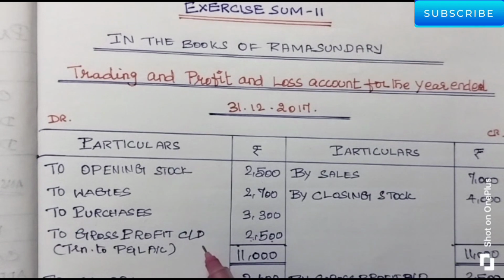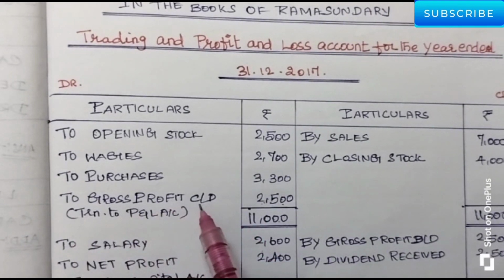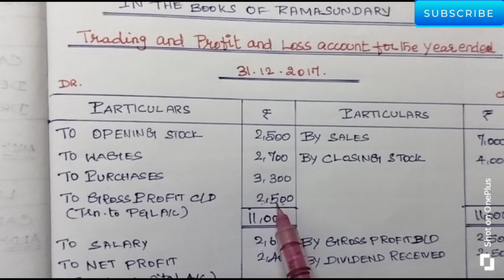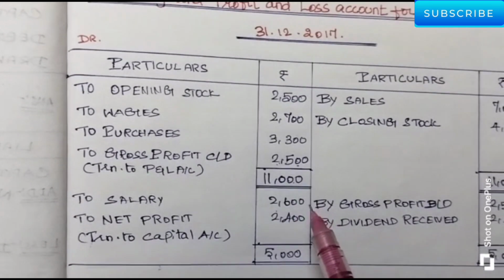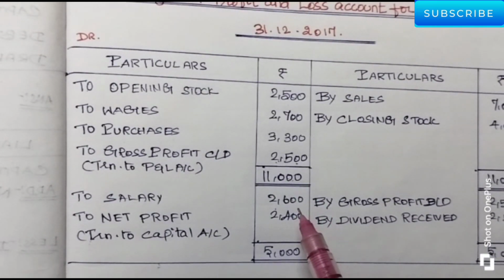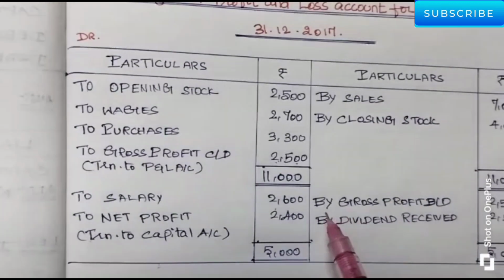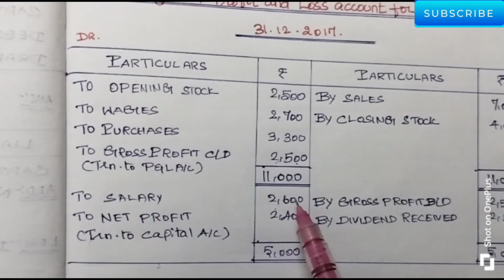So to gross profit carried down 2500. Now you have to transfer that gross profit from the trading account to the profit and loss account. So we prepared the trading account. Now we are going to prepare the profit and loss account. Whenever you start to prepare the profit and loss account, the first and foremost entry is that you enter gross profit or gross loss in the profit and loss account.